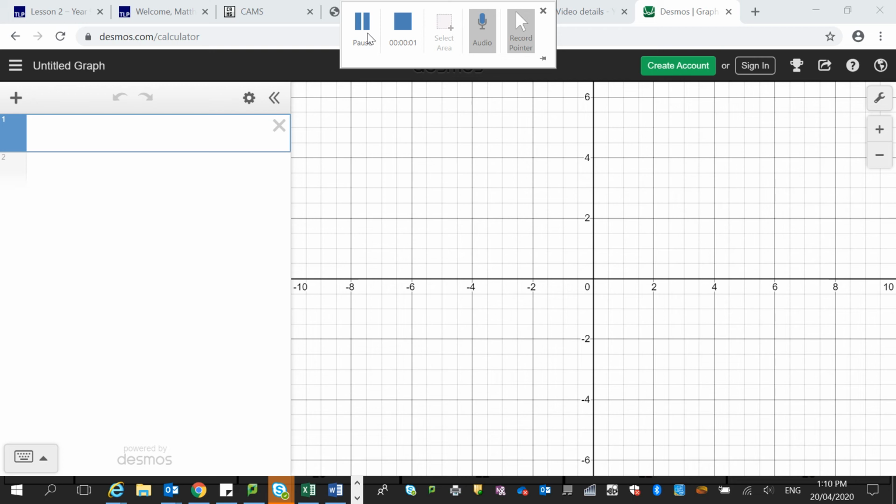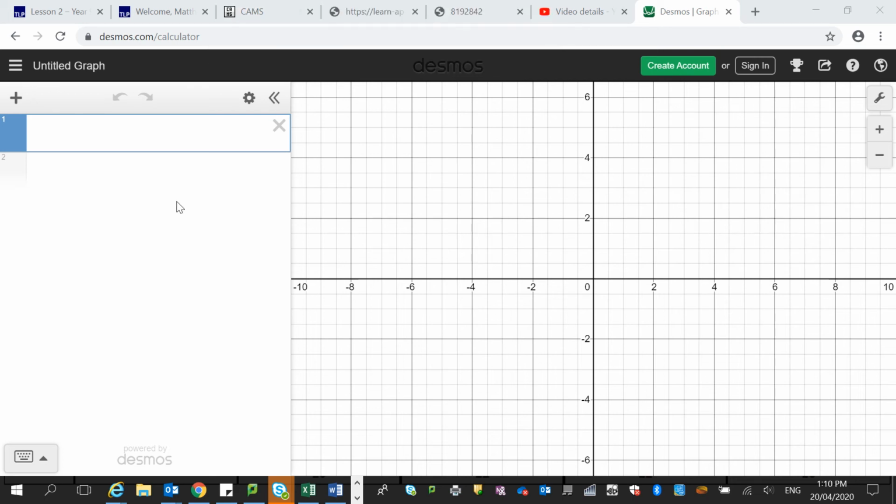Okay, so a couple of people have emailed me asking questions about the domain and the range of different graphs. So I thought I'd pop into Desmos and give you guys a few examples. We have just a simple straight line, y equals 2x minus 1.